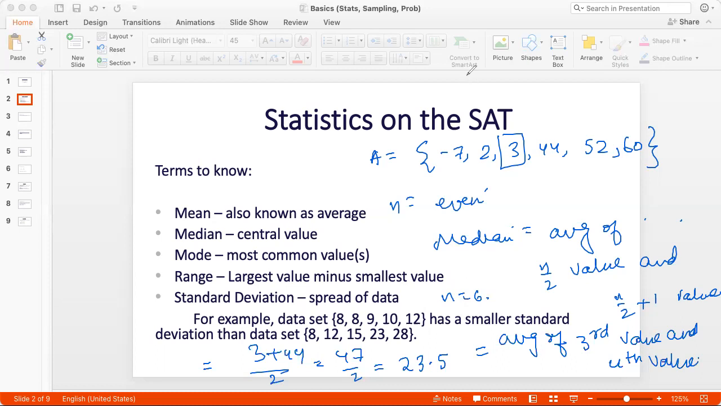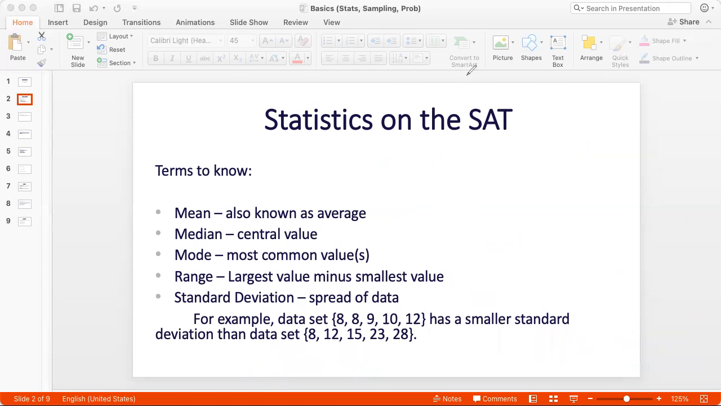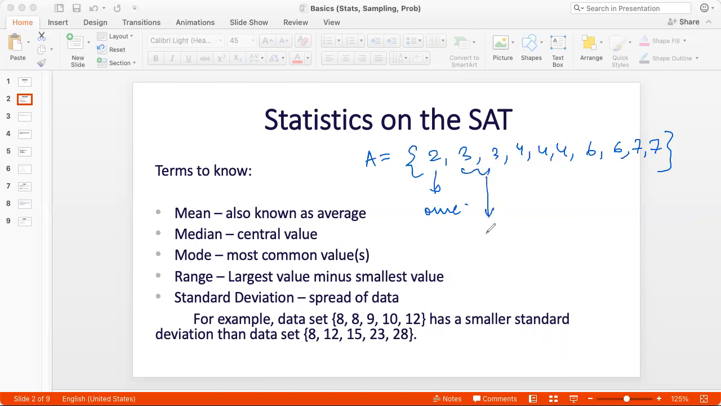Okay, let's go to mode. The mode is the most common value in a data set. So let's say I have a data set of 2, 3, 3, 4, 4, 4, 6, 6, 7, 7. Then I notice that 2 occurs once, 3 occurs twice, 4 occurs 3 times, 6 occurs twice, and 7 also occurs twice. So the most common is 4 because it occurs 3 times. So the mode is 4 for this data set.